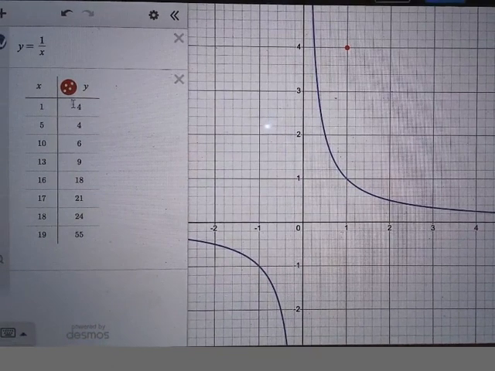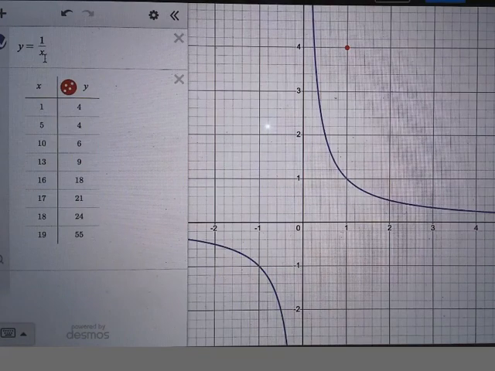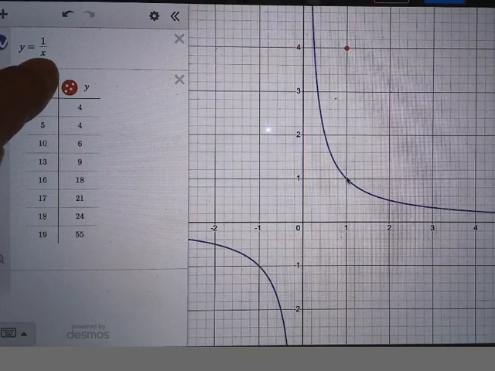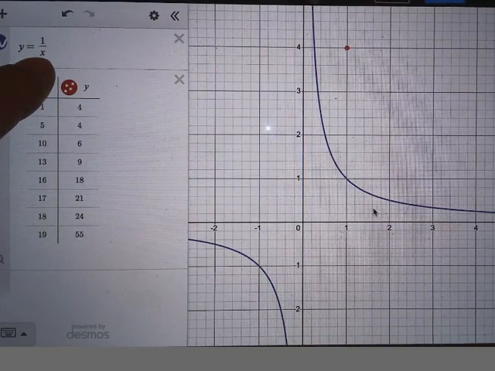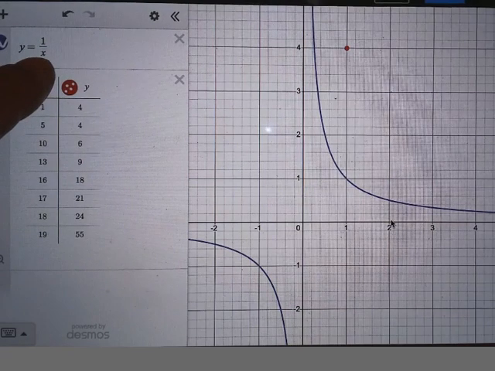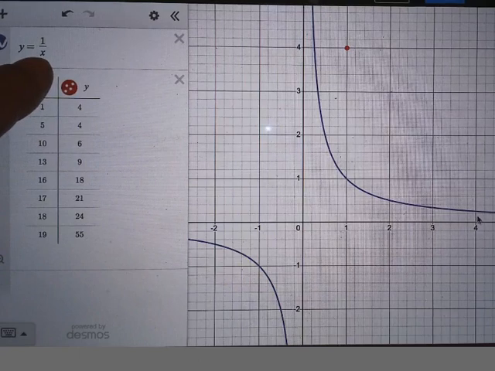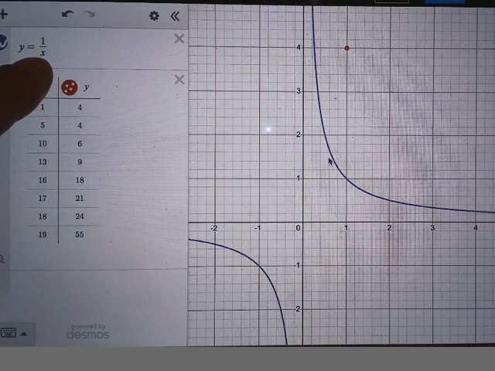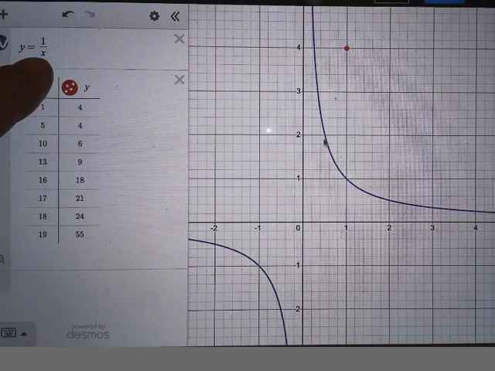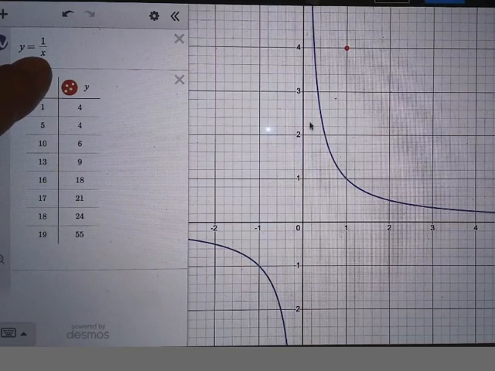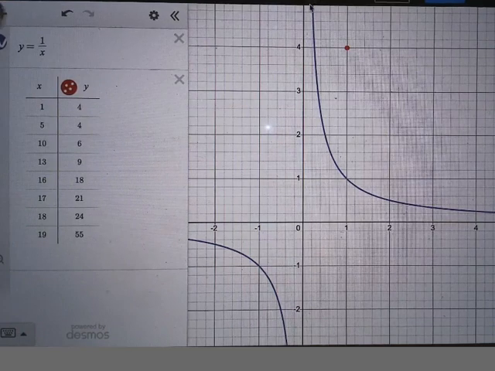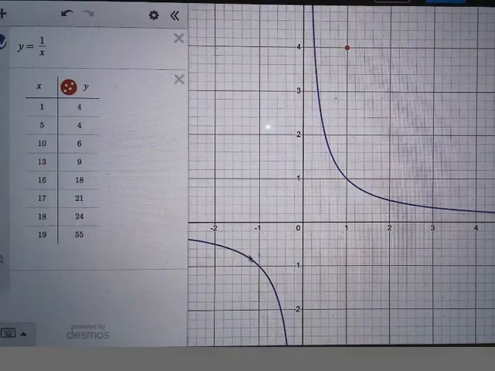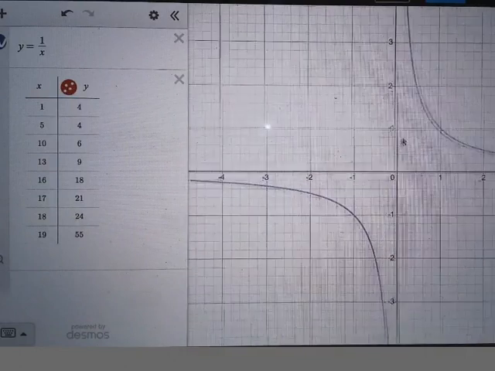All right, so y equals 1 over x makes this kind of curve. Because if you put 1 in for x, 1 over 1 is 1. And if you put 2 in for x, you get 1 over 2, or a half. 1 over 3 is a third. 1 over 4 is a fourth. 1 over a half is 2. 1 over a quarter is 4. 1 over a fifth is 5, and so on. So it makes this curve, and it does a similar curve for the negatives you can see over here.